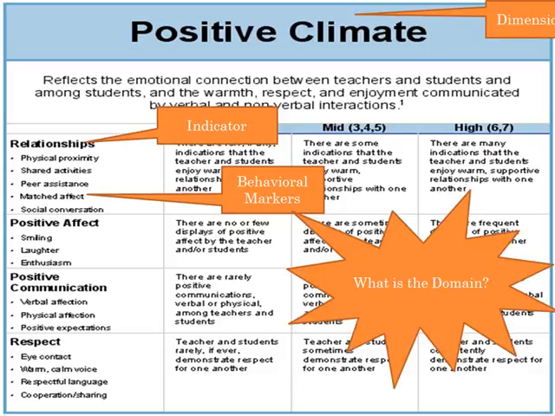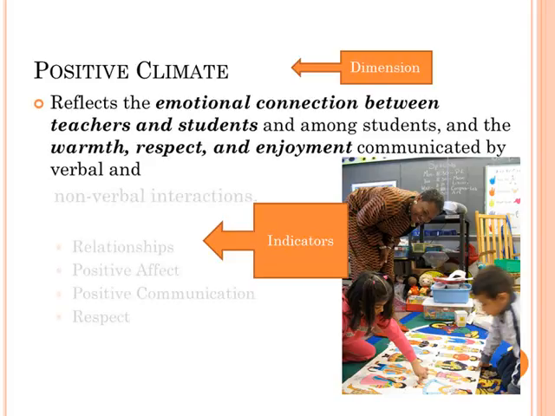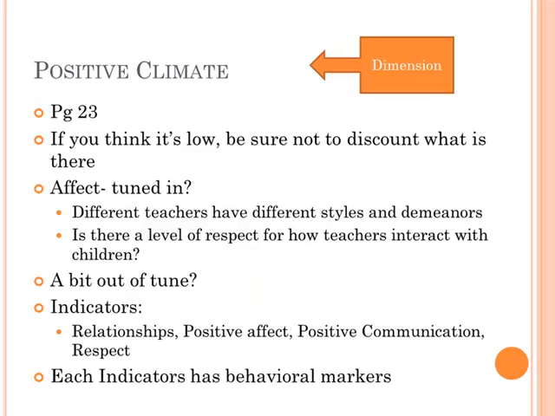All right, so what is the domain? Emotional. It's not even up there. Look how smart you are. You remembered. All right, so it's emotional support. So positive climate is the dimension. Indicators, again, right there. Not going to go over that because you've done it.